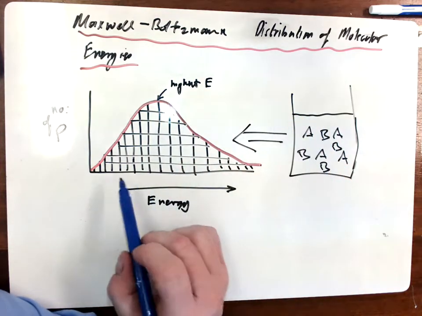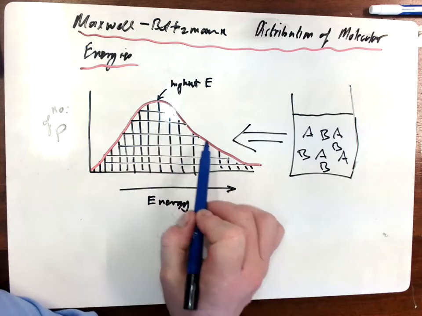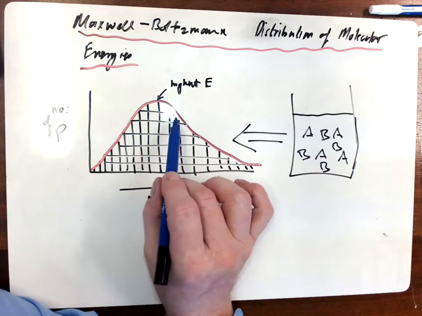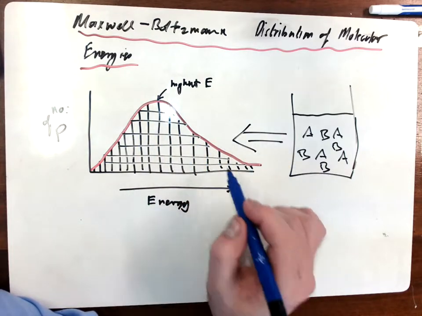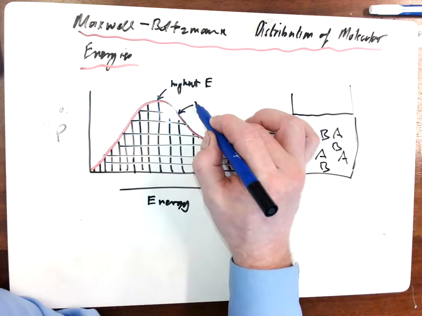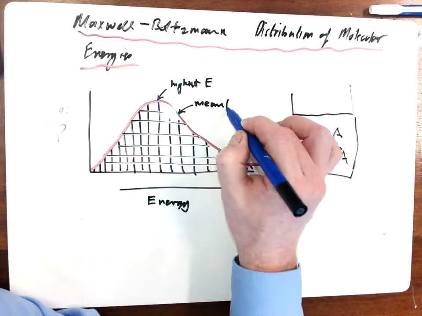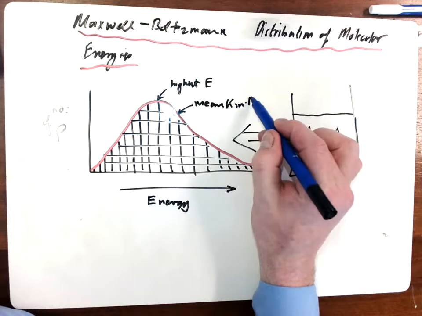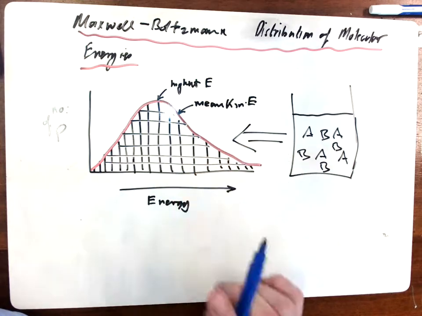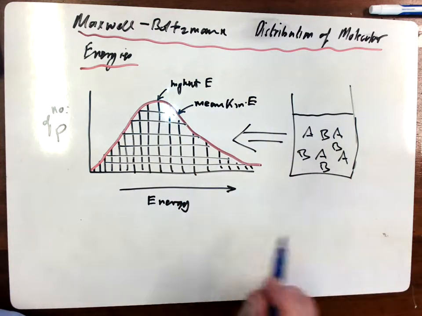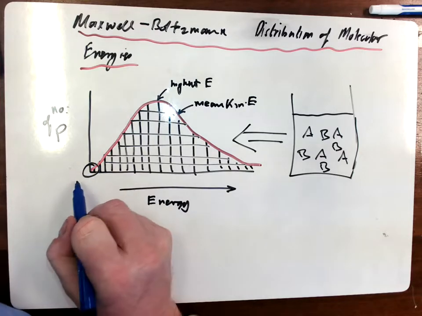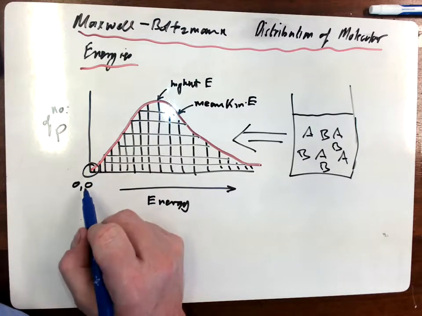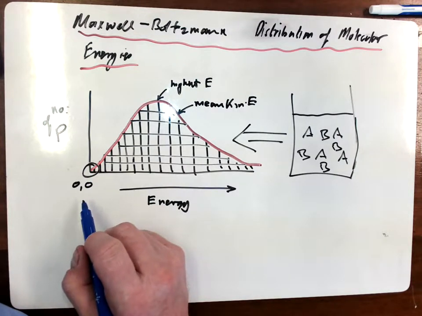On average, you'll see this graph is slightly skewed, if my artwork is correct, to having more particles on this side, or it should be. So the average or the mean kinetic energy of the particles will lie about there. Okay, so those are a couple of things that you might want to know. You'll also want to note that whenever you're asked to sketch this graph, you always start at the 0, 0 point. So you're essentially saying that no particles have no energy, so all particles have a certain amount of energy.